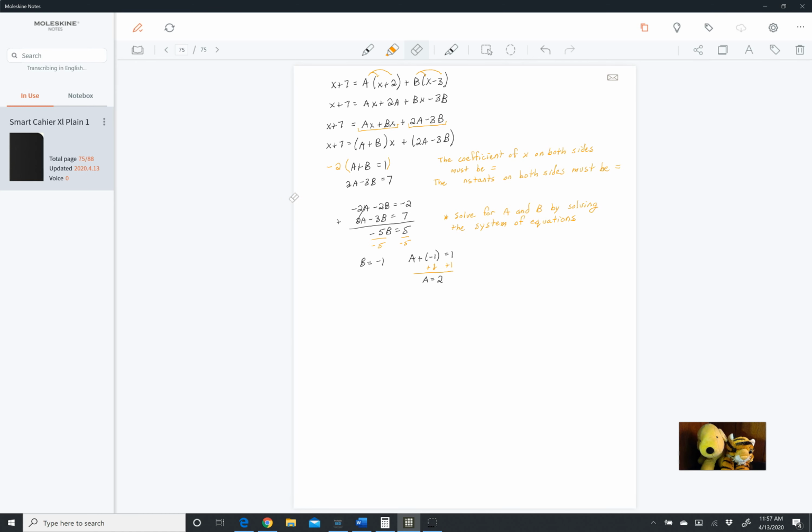And then you would do the same thing that we did before. You would say, okay, so x plus 7 over x squared minus x minus 6 is equal to 2 over x minus 3 plus -1 over x plus 2. Okay, so you're just plugging in for the a and the b. So you could see that this one can sometimes be longer. It's not always longer.